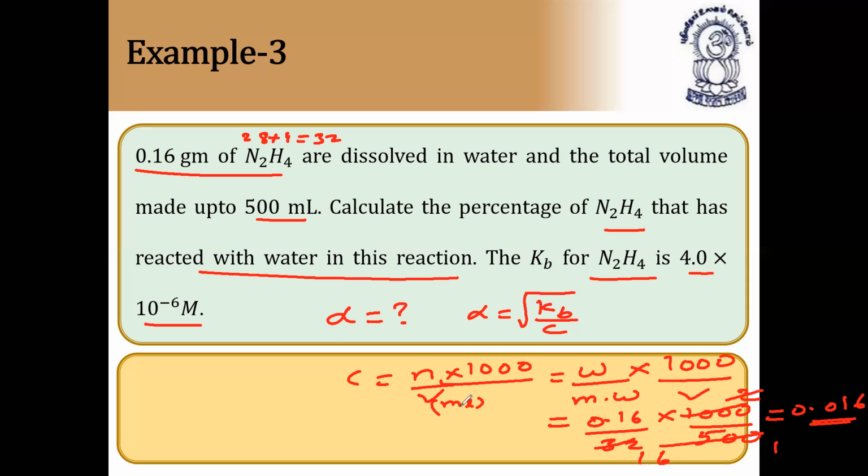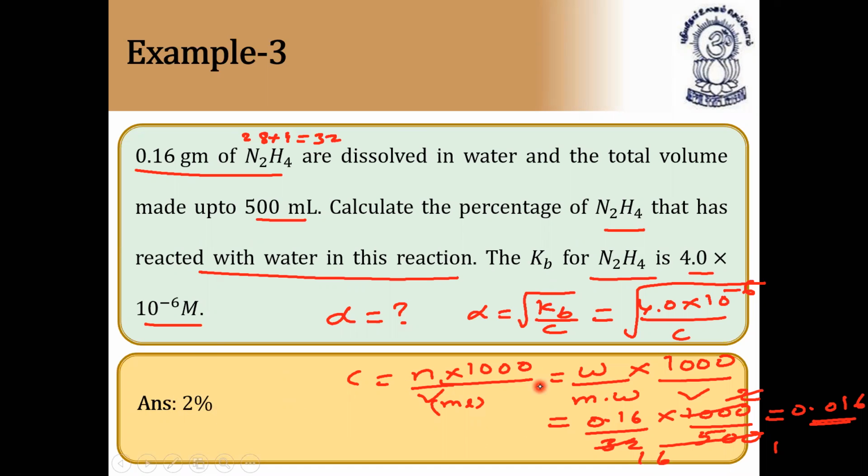So after finding this, you know the value of C. Substitute the value of C. Alpha is equal to root of Kb by C. What is the Kb value? 4 into 10 to the power of minus 6. Substitute this value and do the calculation with the C value you got from here. You'll get the answer, which is 2%, meaning 0.02. If you get 0.02, then that is the right answer.